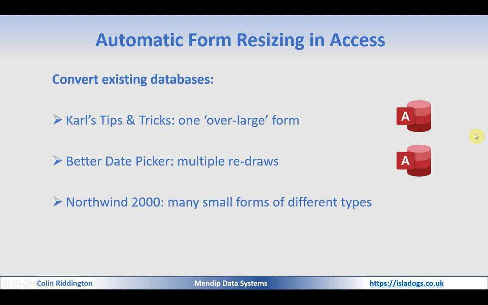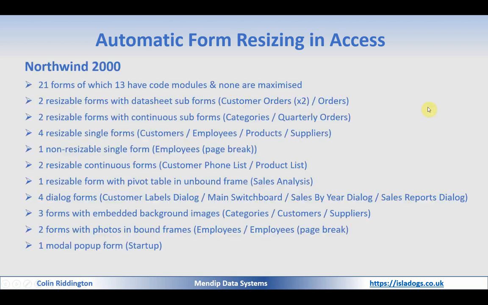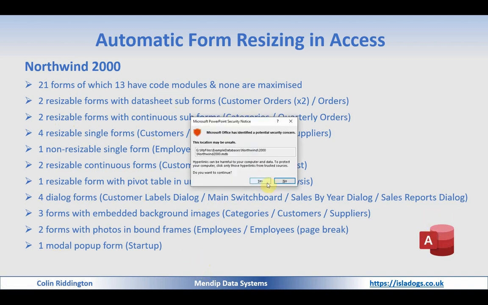And that has got many small forms of different sorts. I'm not going to read through all of these, but you'll be able to get the idea as we go through this. There's 21 forms, of which 13 have got code modules. None of them are maximized. 2 are resizable forms with datasheet subforms, resizable forms with continuous subforms, single forms, non-resizable forms, continuous forms, pivot table, dialog forms, embedded background images, photos, and a modal pop-up form. I'm going to show you now how I can alter that.